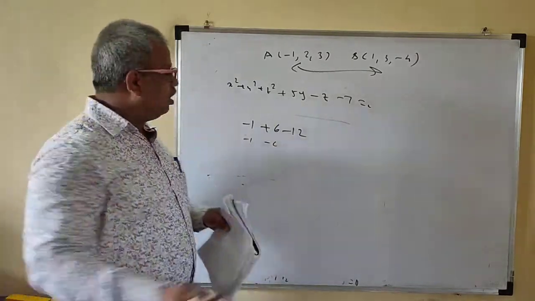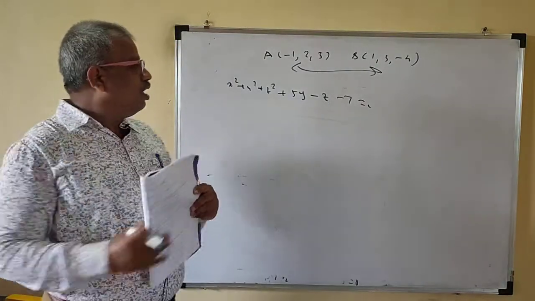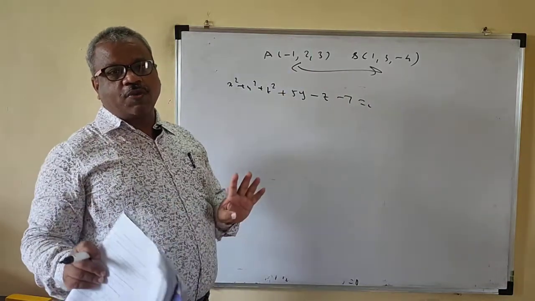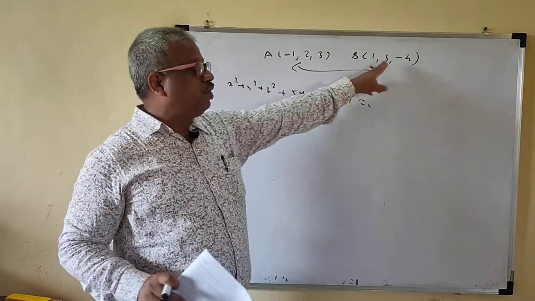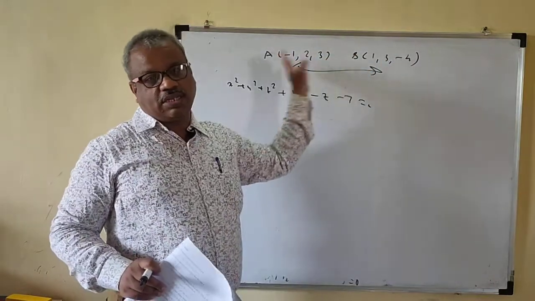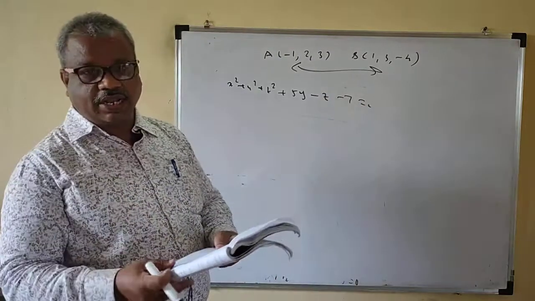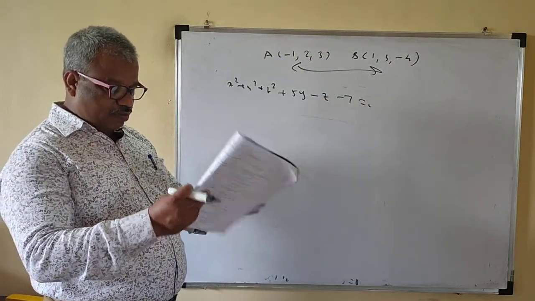How to find the equation of the sphere by the diameter form easily? To find the coefficient of x, y, z, take the sum of the x coordinates. If you want to find the constant term, just take the dot product: minus 1 into minus 1, 2 into 3, 3 into minus 1. Take the sum, and that will be the constant term. Easily you can obtain the equation of the sphere by using the diameter form.